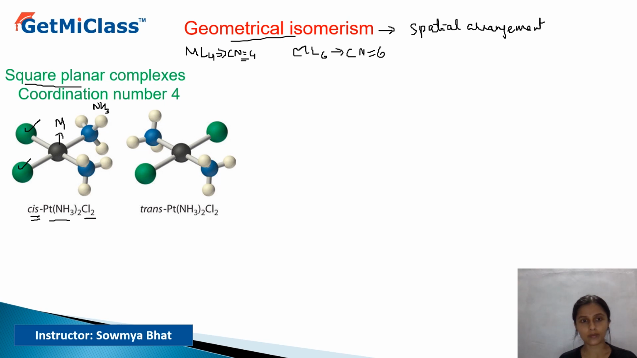And here, one chlorine is here, the other chlorine is here. So they are on the opposite side and both NH3s are on the opposite side. So this will give you the trans isomer.